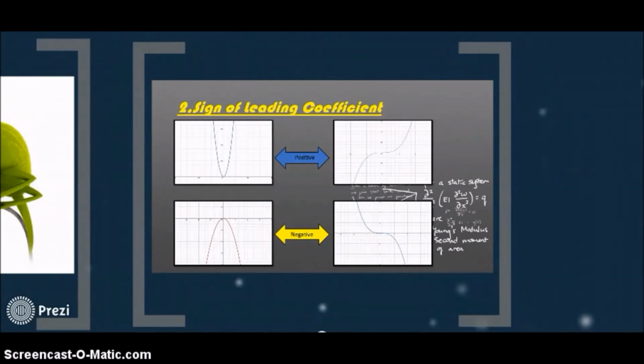For the sign of the leading coefficient, we can see that there are 4 different kinds of graph. The left side of the graph is the even function, but there are 2 different graphs. The graph that is above the x-axis is the positive even function. The graph that is below the x-axis is the negative even function. The right side is the odd function graph. The graph that starts from negative y to positive is the positive odd function, and the graph that starts from positive y to negative is the negative odd function.